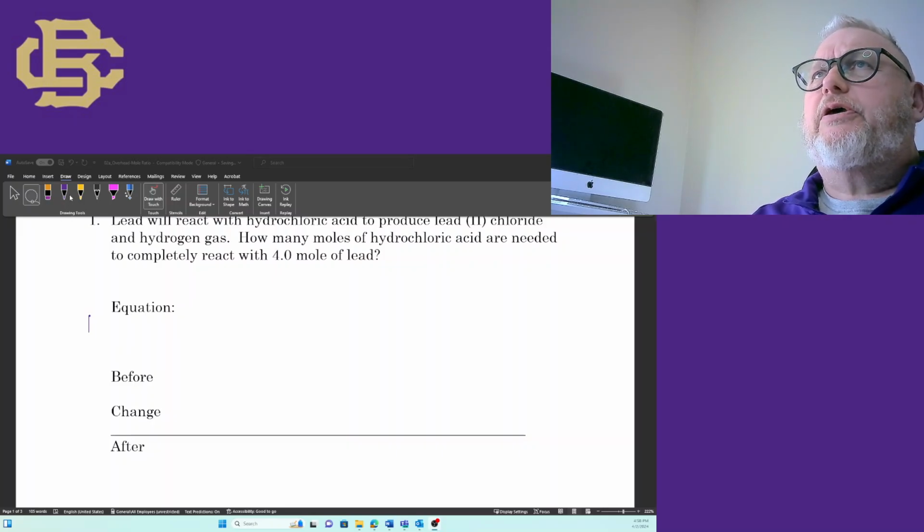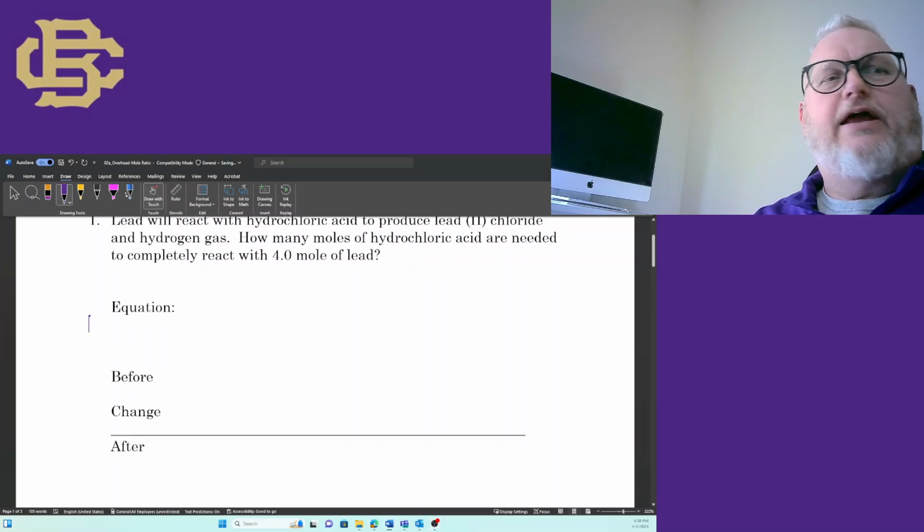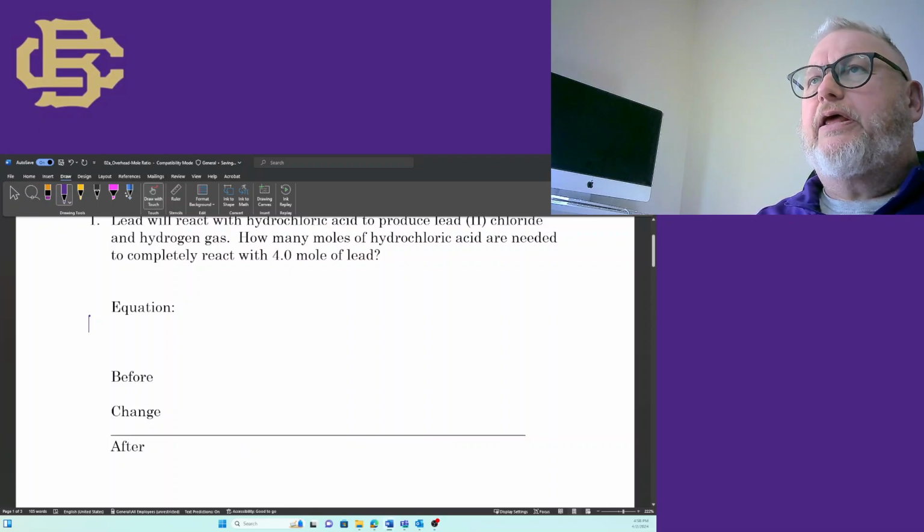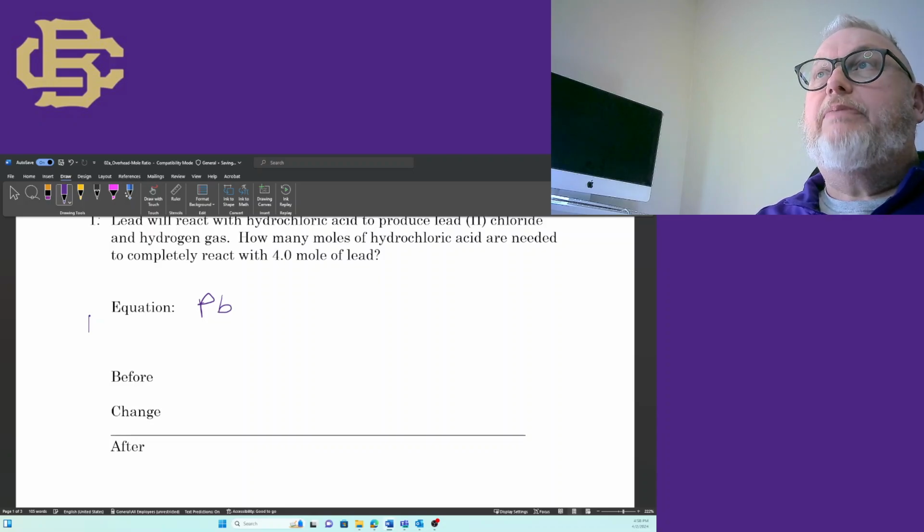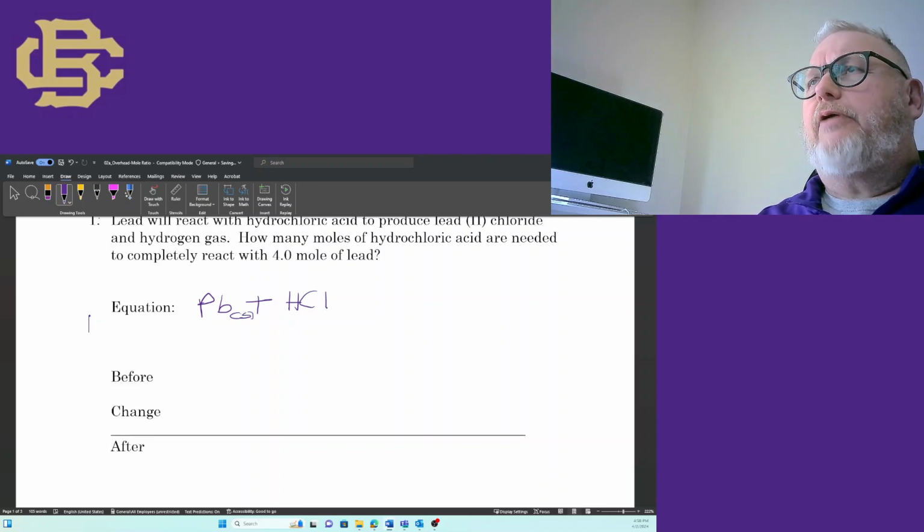So let's see, we've got lead. Now I looked at my periodic table already, and I see that that is Pb. So lead, Pb, will react with hydrochloric acid. Now I know that lead is a solid because it's a metal, so I'm going to put an S there. And hydrochloric acid is mixed in water, so that's AQ.